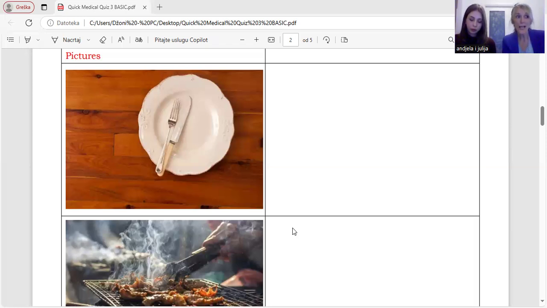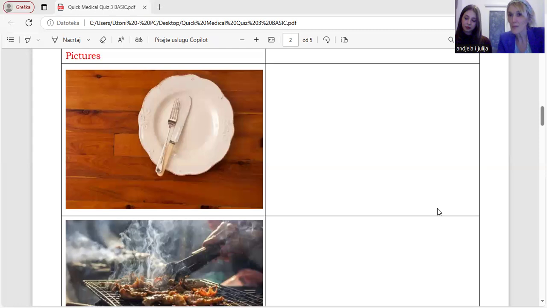Hives or urticaria are pink or red itchy rashes that appear as raised blotches on the skin. The lesions can be the size of a pinhead or the size of a dinner plate. Okay, second time. Hives or urticaria are pink or red itchy rashes that appear as raised blotches on the skin. The lesions can be the size of a pinhead or the size of a dinner plate.